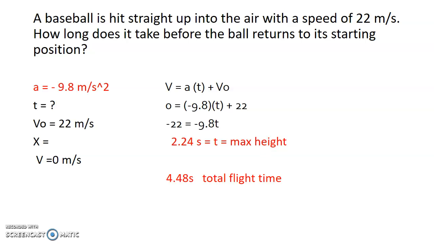How long does it take to return to its starting point? Okay, so again, I have the same givens. If I'm only looking at half the flight though, I'm going to find the time up to my maximum height, which is 2.24 seconds. It takes the same time to come back down. So that means I'm going to have 4.48 seconds for my total flight time. This is going to be my answer here. Again, I chose this equation because I didn't have an x. v equals at plus v0.